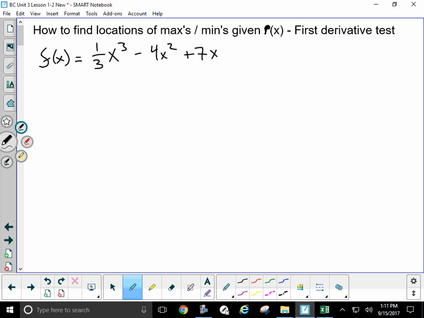So this is given f, not given f prime. How to find the locations of max and mins given a function. First, find the critical points.